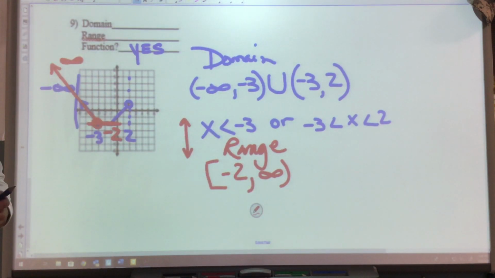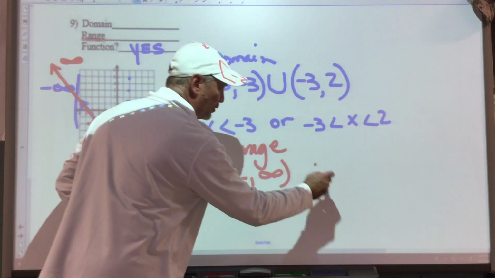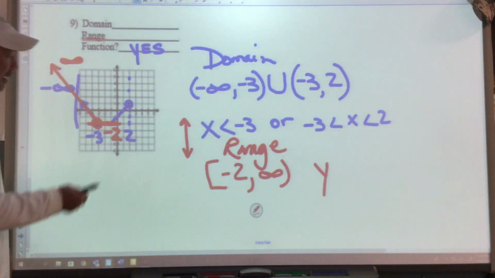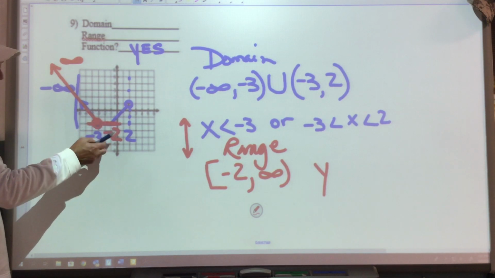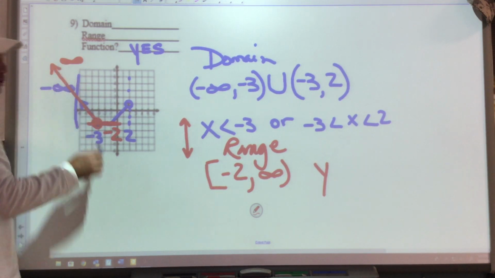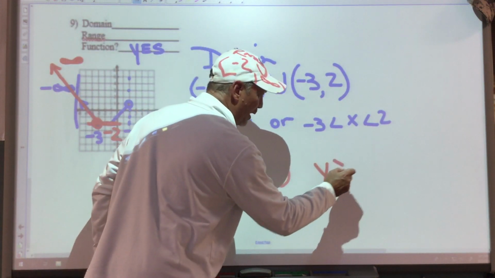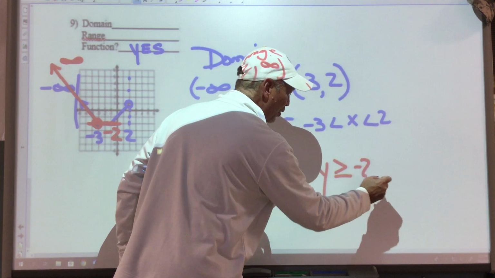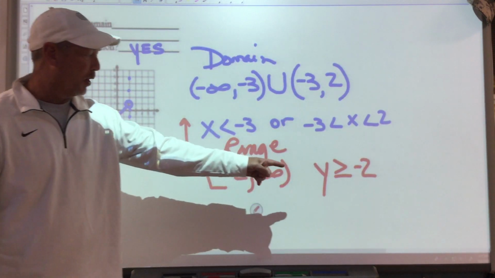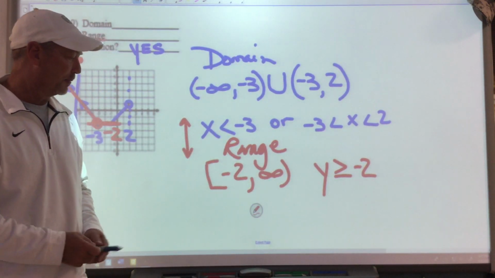How would I write this as an inequality? Well, we're talking about our y values on a range, and the lowest point is at -2. My y's are at -2, and then they go forever. So you would tell me that my y's are going to be greater than or equal to -2. There is your inequality. There is your interval notation.